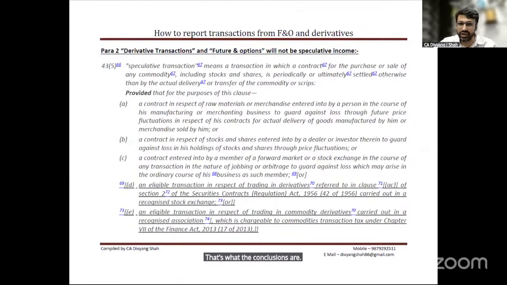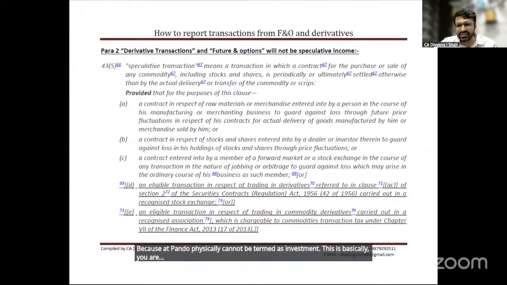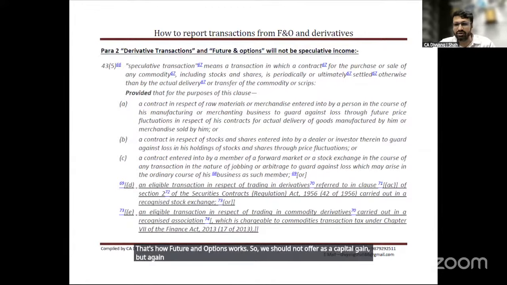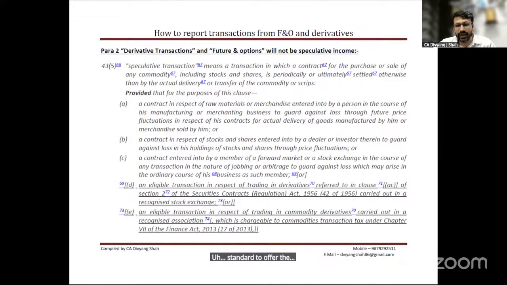So in case of F&O or derivative, can we say that it is my investment activity? The answer is slightly difficult because F&O basically cannot be termed as investment. This is basically you are entering into a transaction just to take the fluctuation of the shares or the commodity. That's how futures and options work. So we should not offer it as a capital gain, but again, there's no clarity in the law. If we are going for litigation, it will not be a good stand to offer the F&O income as a capital gain.